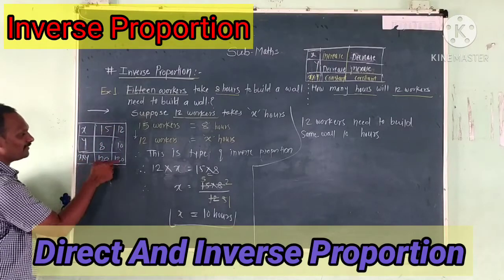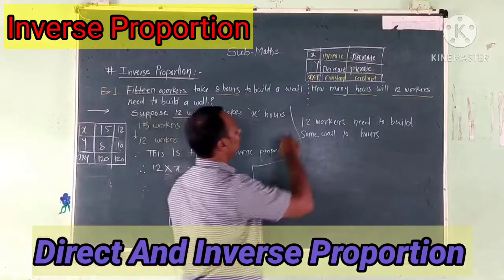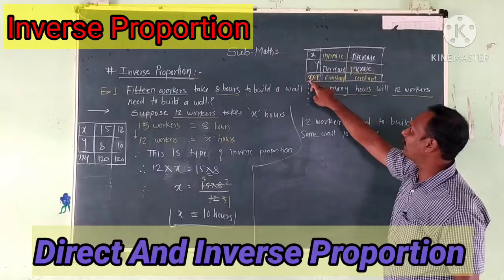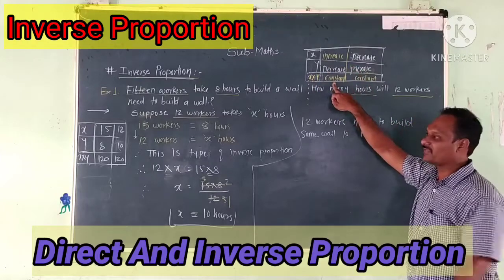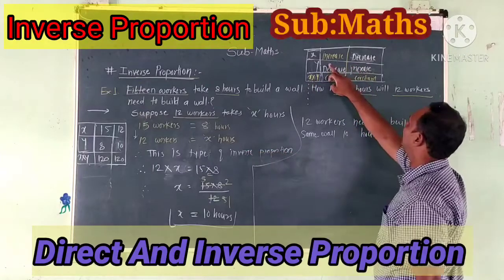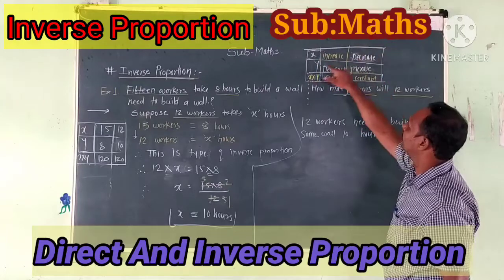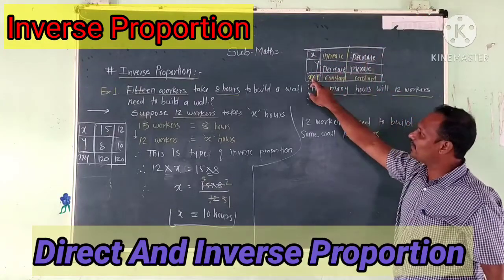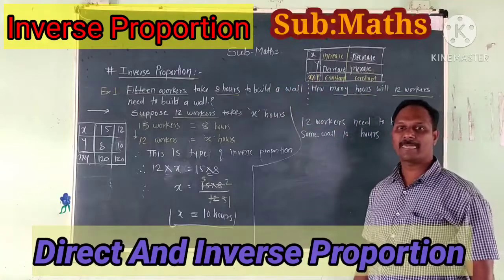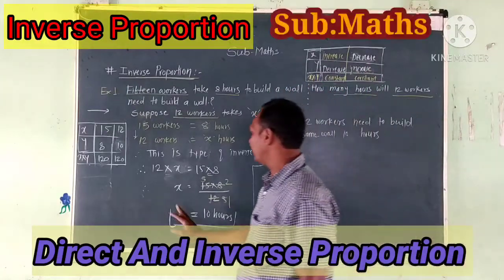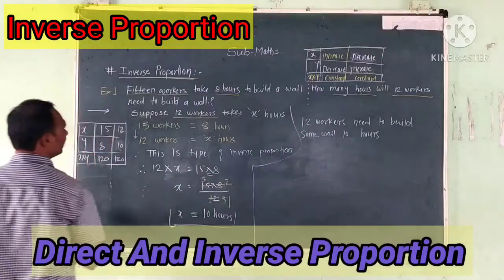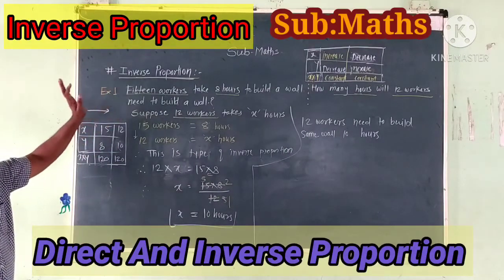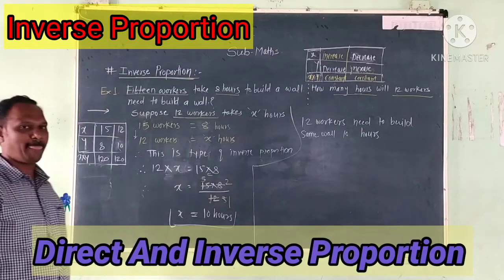Their product remains constant. So you see, when one quantity increases, the related other quantity decreases, and their product remains constant. If the first quantity decreases, the related other quantity increases, and their product remains constant. This type of proportion is called inverse proportion. So we are getting the idea here. This is an example that depends on inverse proportion.